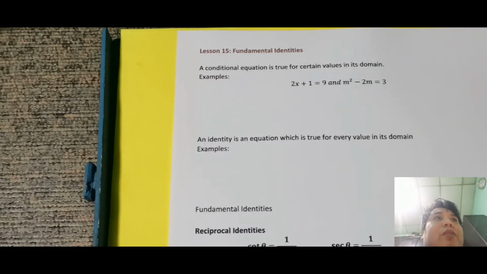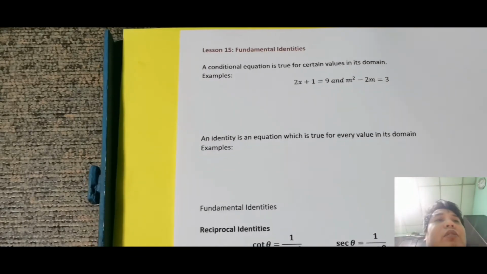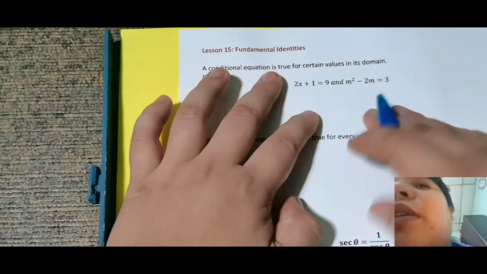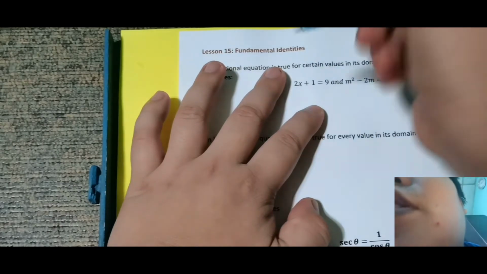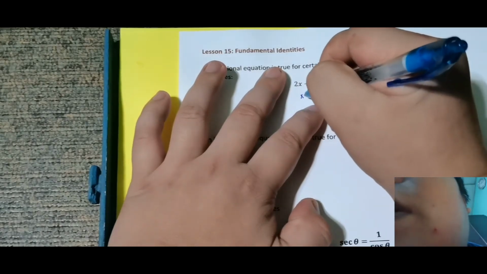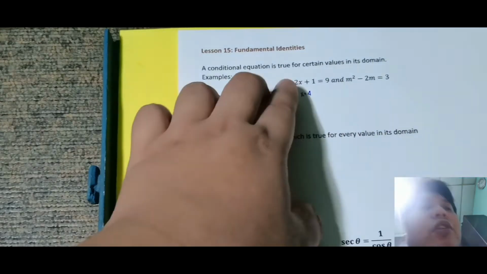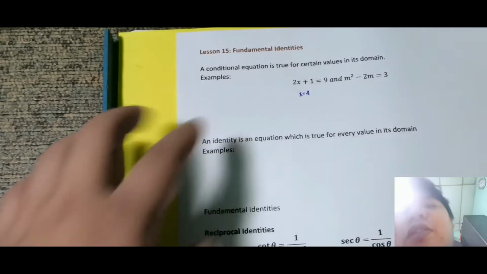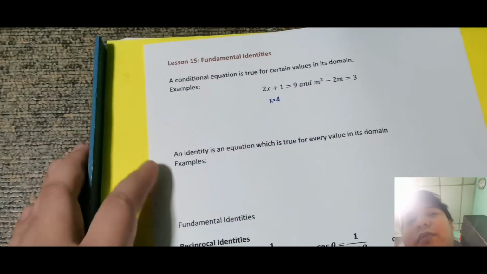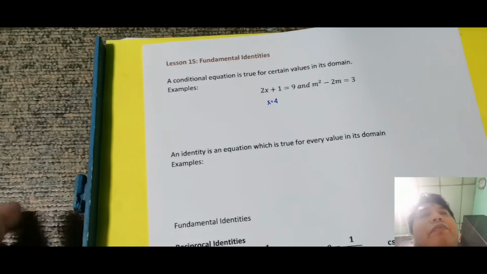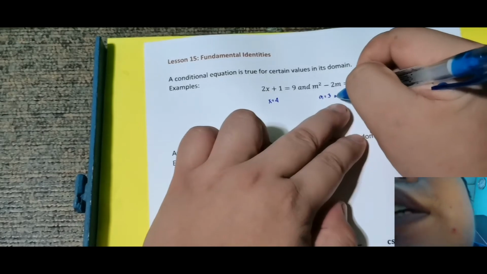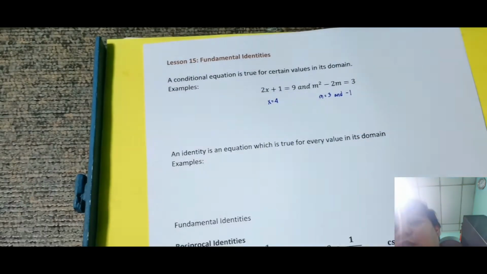So ito ay equation na meron lang part na kunyari may values lang sa domain na mangyari ay totoo siya. So for example dito, sa 2x plus 1 is equal to 9, magiging totoo lang to for x is equal to 4. Okay, doon lang nasa-satisfy yung equation na to. Dito naman, nagiging totoo siya for m is equal to 3 and negative 1, I think. Okay, so dyan naman siya true.